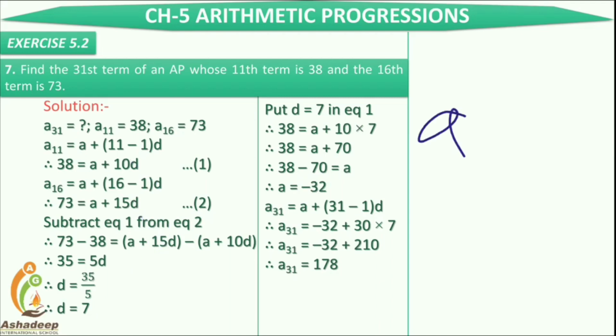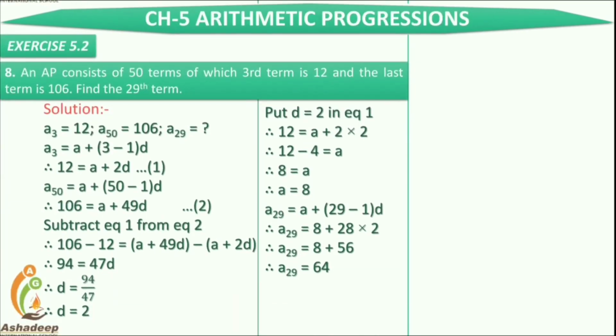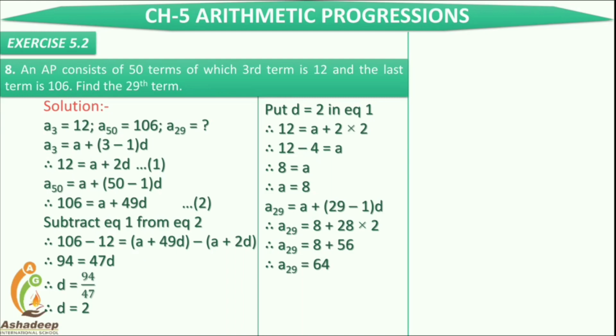Now we know that A31 is going to be A plus 30D. See here. Right? We'll put the values and we'll end up with 178. Okay. Now, an AP consists of 50 terms. AP consists of how many terms? 50 terms. That means n is equal to 50.